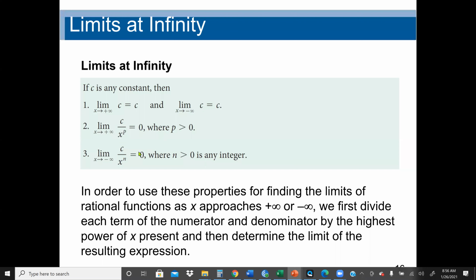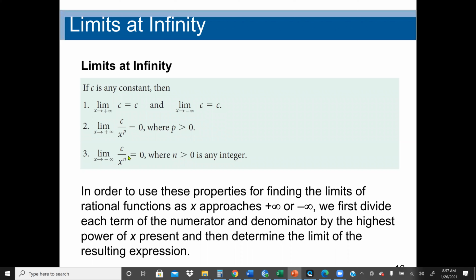So here they say, in order to use these three properties to find the limit of a rational function, you can see 2 and 3 are our rational function rules. As S approaches either positive or negative infinity, we first have to divide each term of the numerator and the denominator by the largest power of X. And we're going to see an example of what we mean by this.